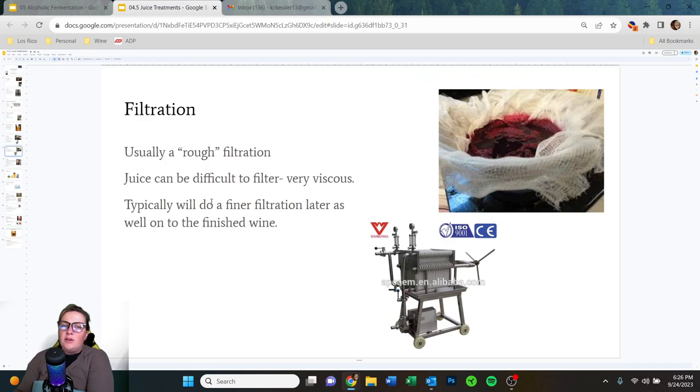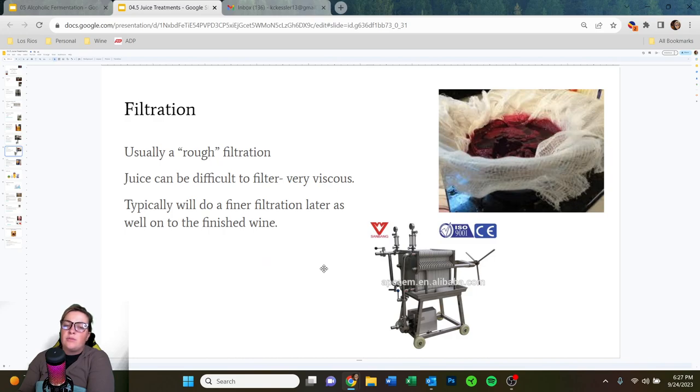Okay, so for filtration, you can filter juice. It can be difficult to filter because it's so thick and viscous. Typically, you'll do a very rough filtration. So think of something like cheesecloth, something that will just let all of the juice and sugar pass through, but leave behind all of the gunk.